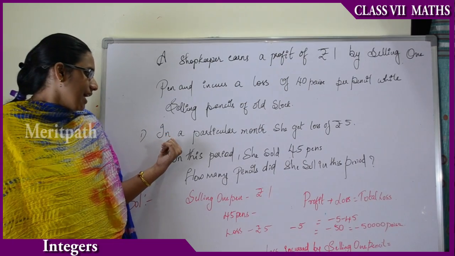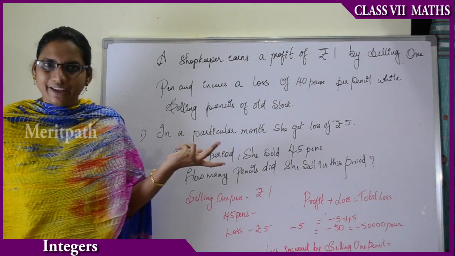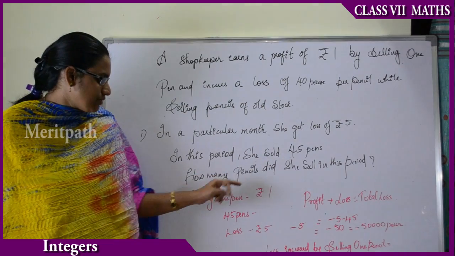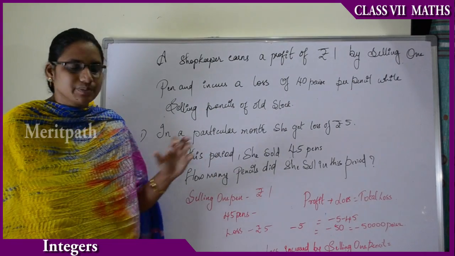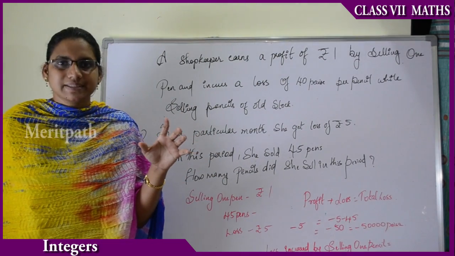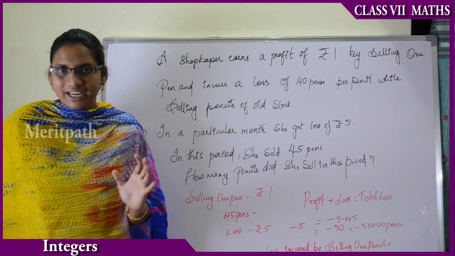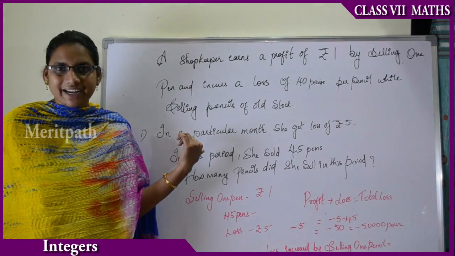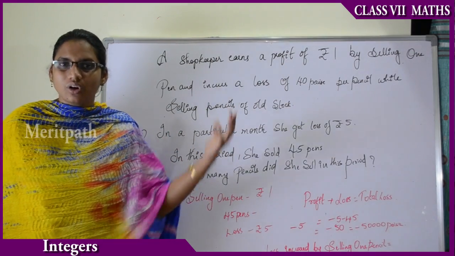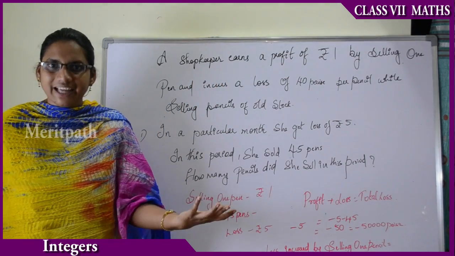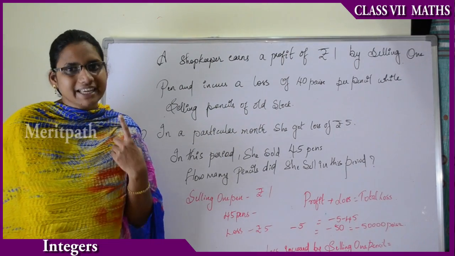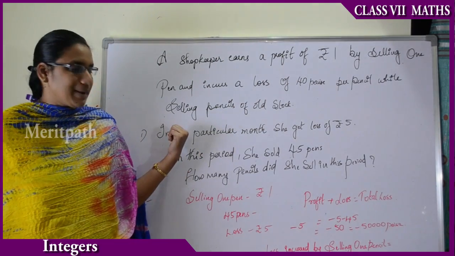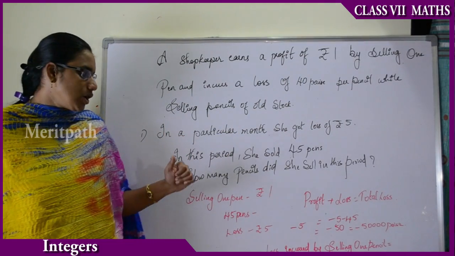Now the problem is, in a particular month, suppose June or July or any month, she got a loss of 5 rupees. In this period, she sold 45 pens. How many pencils did she sell in this period? That means the shopkeeper sold 45 pens and got a loss of 5 rupees. How many pencils did she sell, because she is getting the loss only because of selling the pencils, as it is an old stock. While selling them, she is getting a 40 paise loss for each pencil. So we have to calculate how much loss she is getting per month by selling the pencils and 45 pens. Now let us see how to solve it.